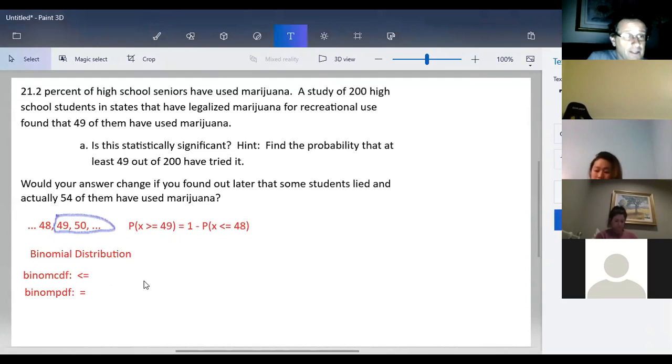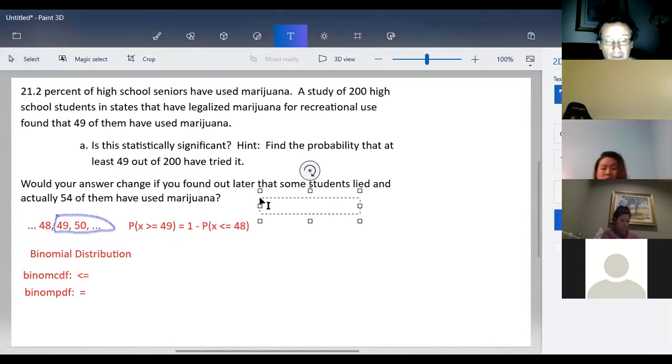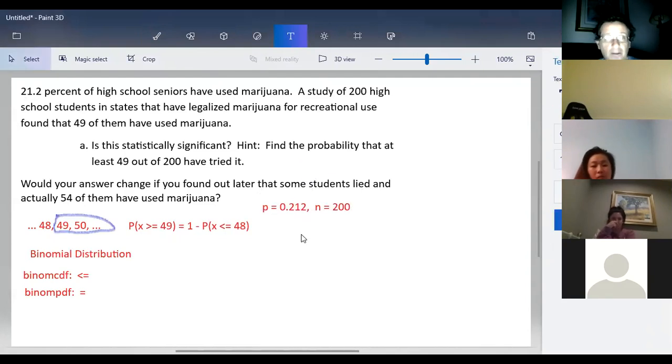So let's find the probability that x is less than or equal to 48. Okay, notice, by the way, 21.2% of high school seniors have used marijuana. In your calculator, that's P. And again, you never use percents, you use decimals. Any questions on that? So 0.212. Okay, 200 students were surveyed. So that's N. Any questions so far?